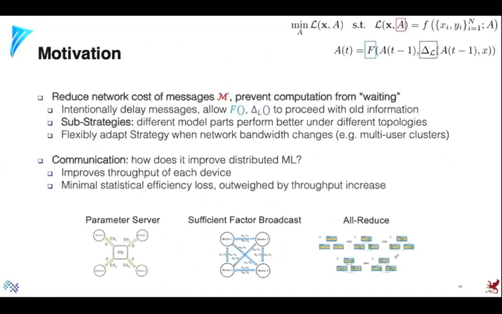Whereas computation was about how to reduce the size of messages M to reduce network costs, in communication we want to reduce network costs in other ways without touching the contents of the messages themselves. For example, we can think about what if I delay the message? What if I just allow F and delta to proceed with the last iteration's messages instead of the current one? We can also apply different communication topologies to different parts of a complex deep learning model like we saw in the introduction. And the system can even adapt to available network bandwidth and change its strategy. So these are all the interesting space of optimizations that are possible in the communication aspect.